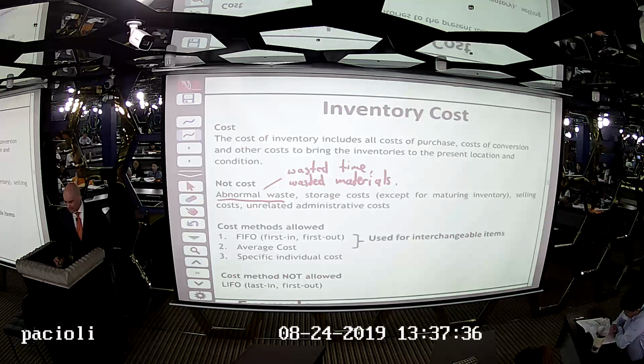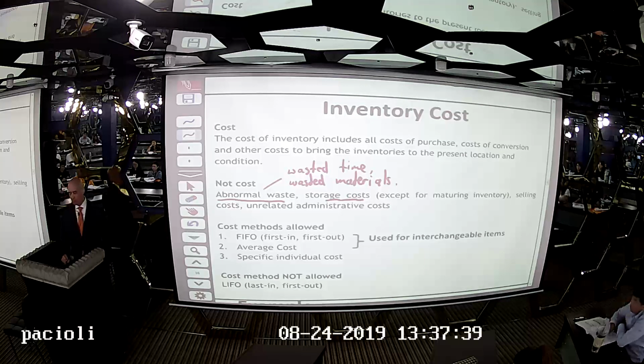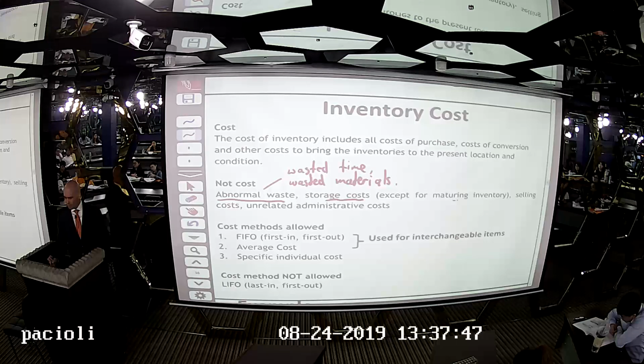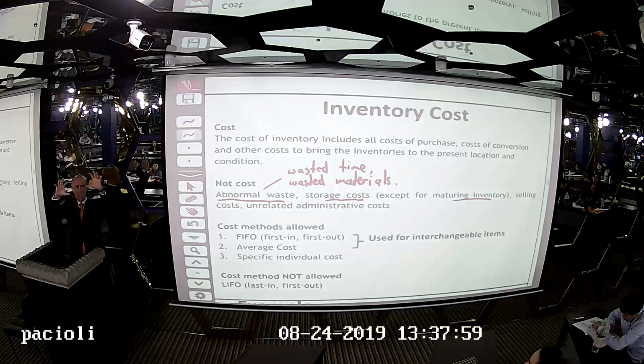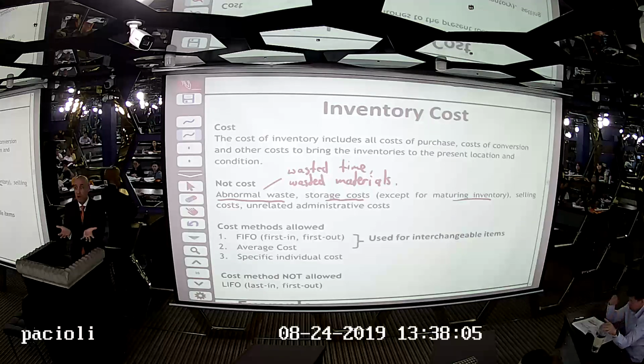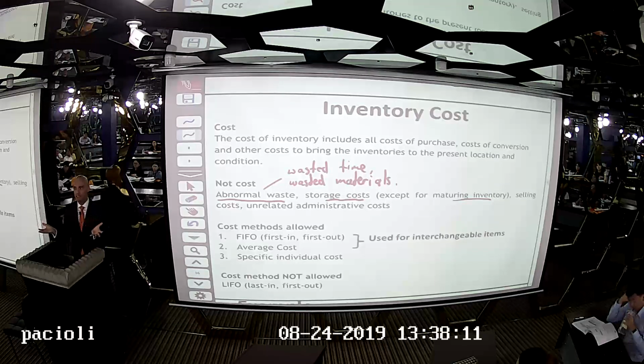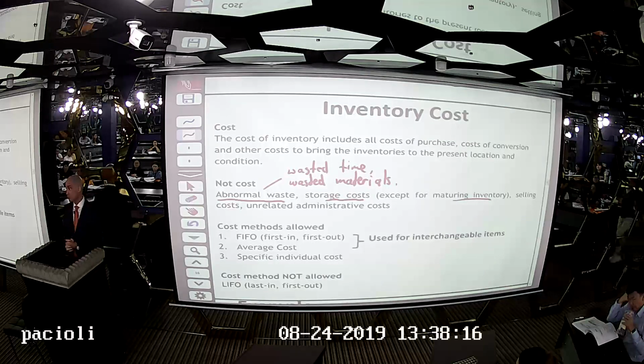We should also not add storage cost. So storage, they mean the storage of the finished product. And they say except maturing inventory. What they mean is if you need the storage for production, then the storage is added to inventory. For example, wine. We need to store the wine to make the wine. So the storage of wine is part of the production of wine. So you need to store wine for like 2, 3, 4 years. So if the storage is part of production, then you add the cost of storage to your inventory.